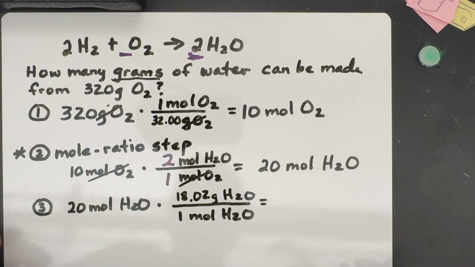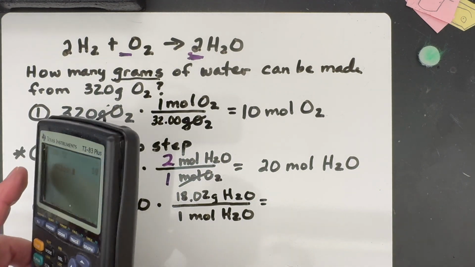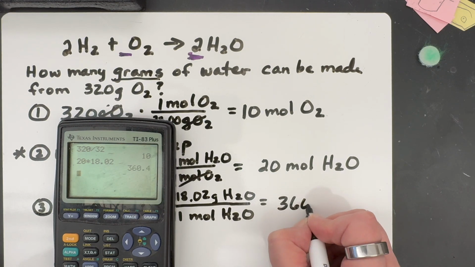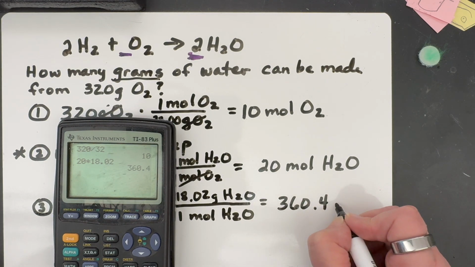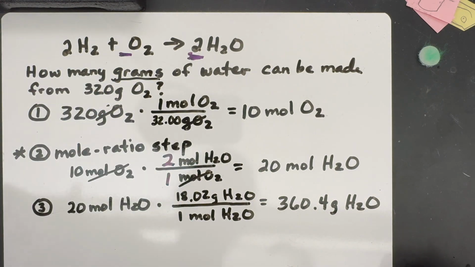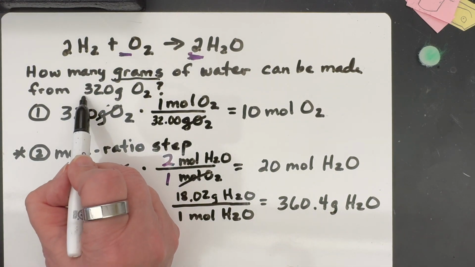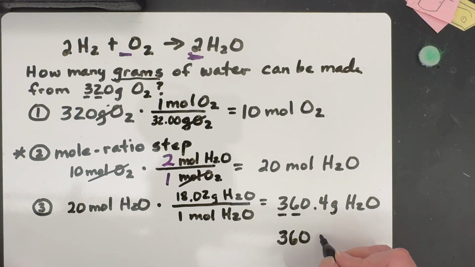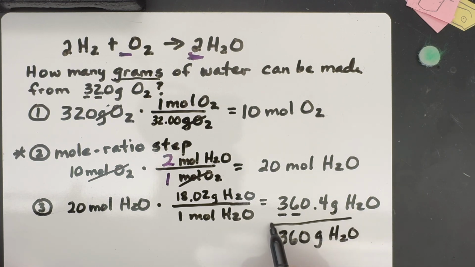So let's finish this off. We have 20 times 18.02, which is 360.4 grams of water. We go back and look at our original problem. We were given a number that had two significant figures, so we're going to keep two significant figures. So our answer is going to be 360 grams of water.